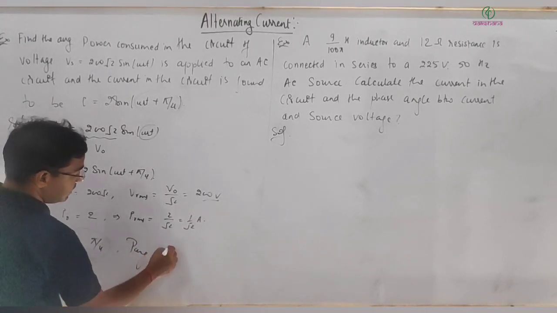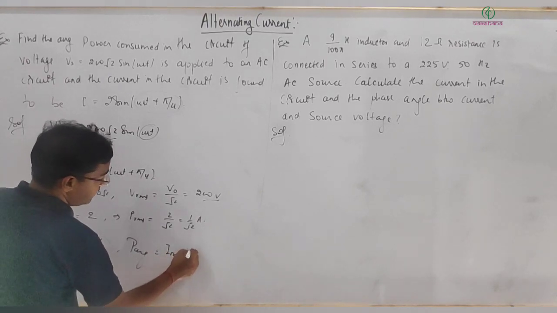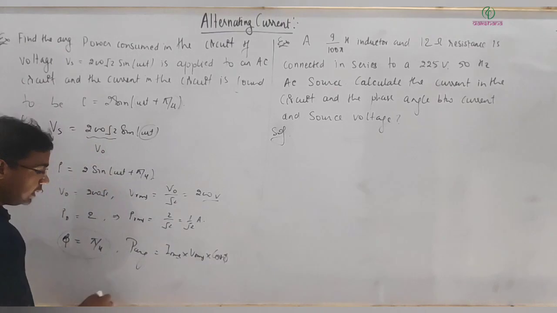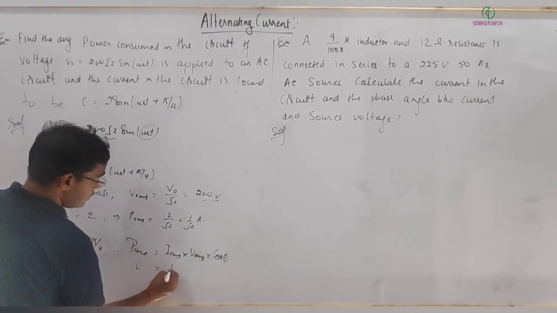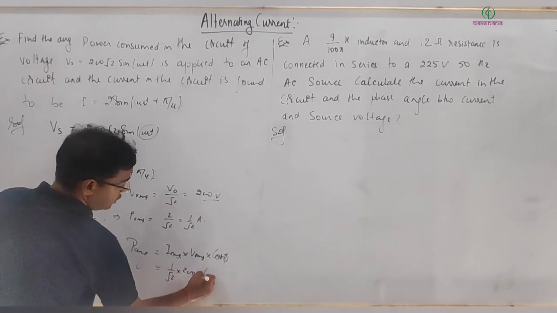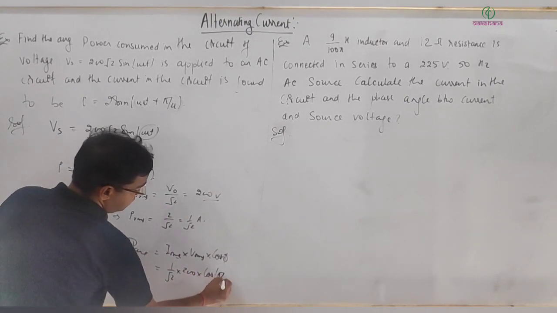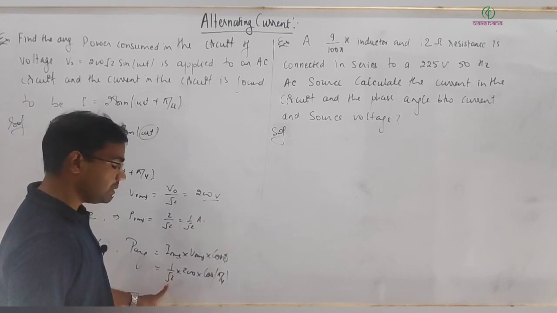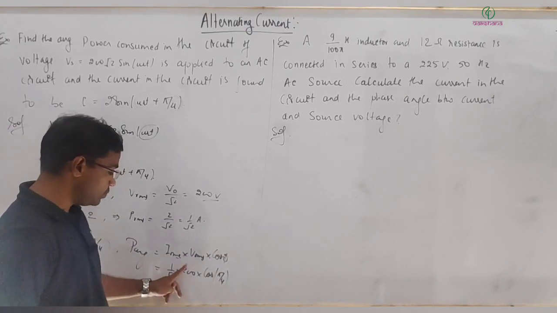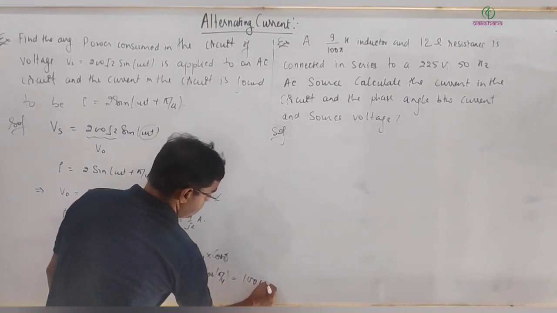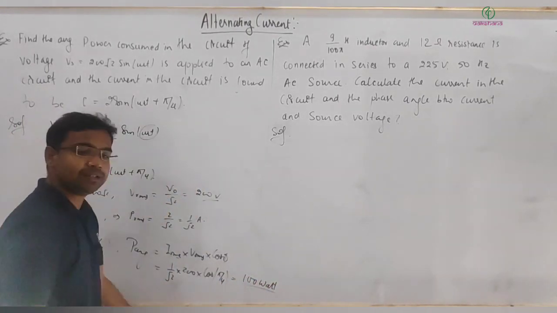Average power is given by Irms multiplied by Vrms multiplied by cos of the phase angle, and you can substitute everything here. So 1 by root 2 multiplied by 200, multiplied by cos phi, which means pi by 4. Cos pi by 4 is equal to 1 by root 2. So 1 by root 2 multiplied by 1 by root 2 is 1 by 2, and 200 divided by 2, you will get 100 watt. So you can imagine how easily we can get it.